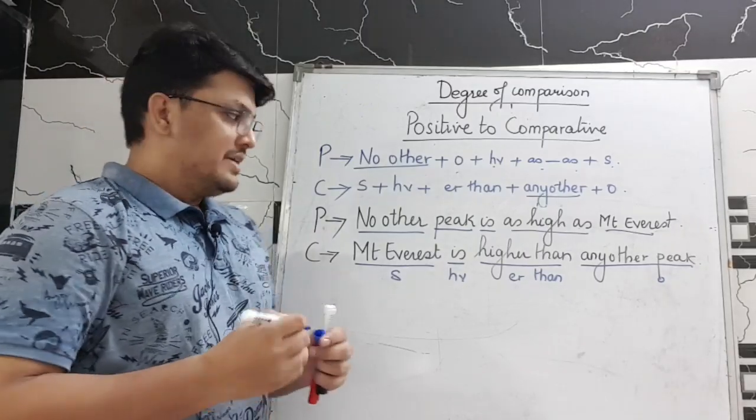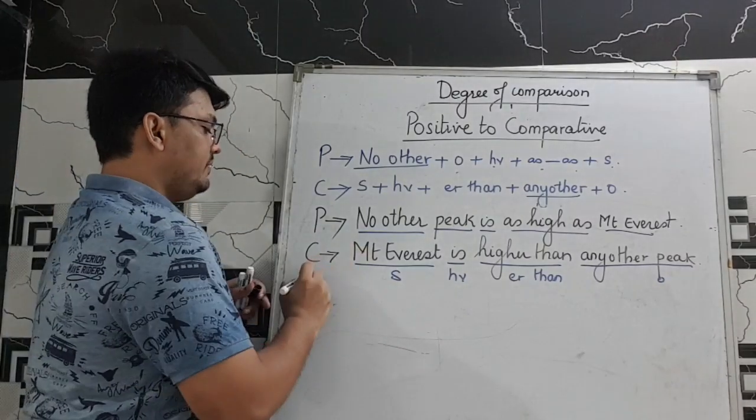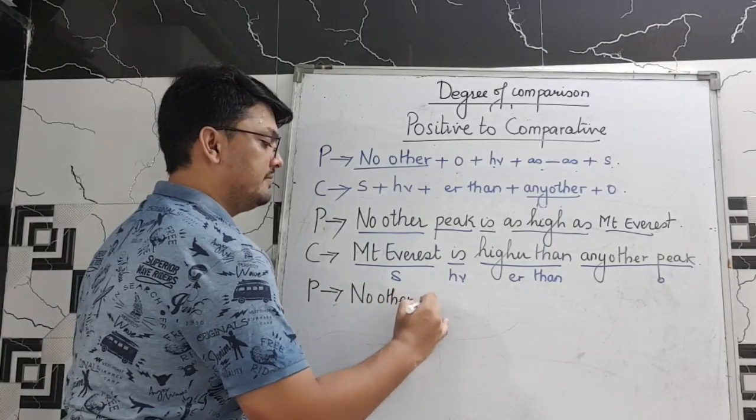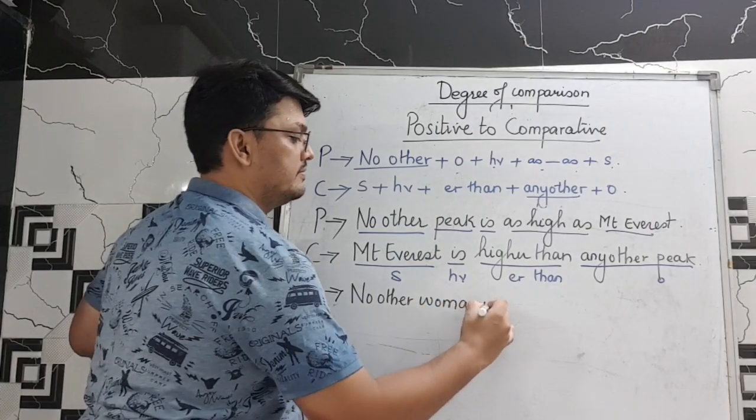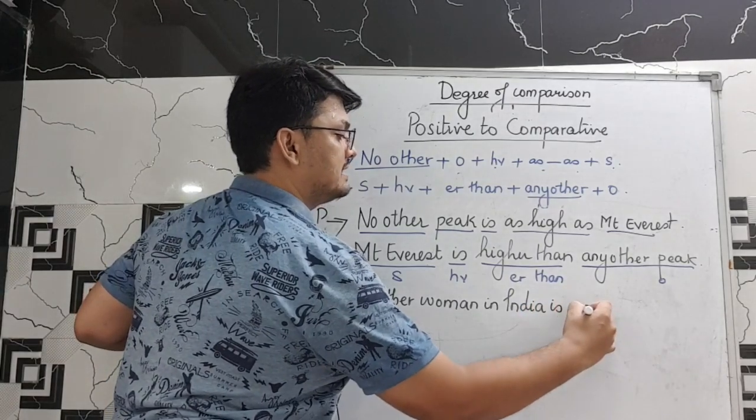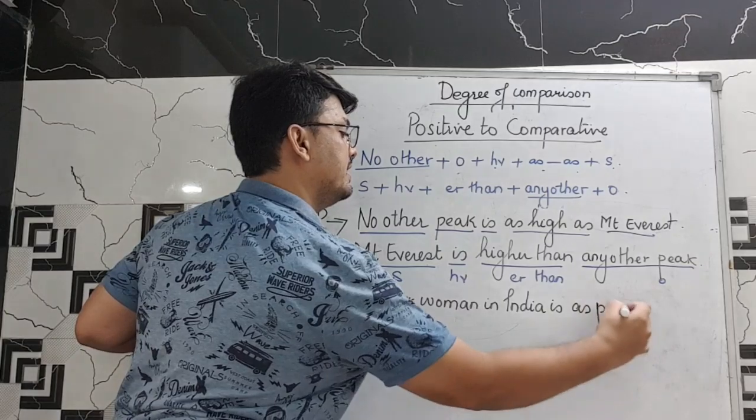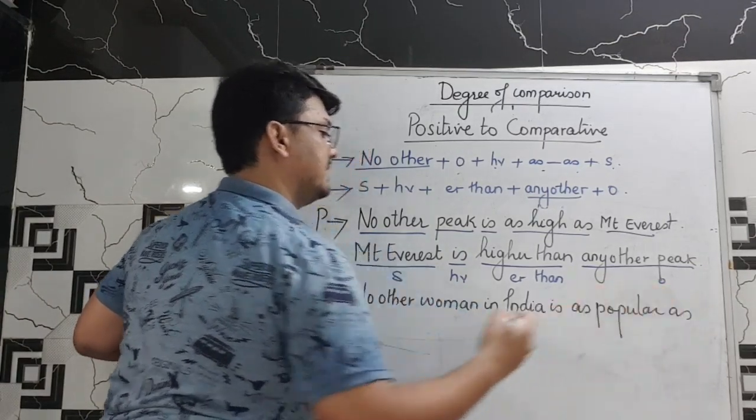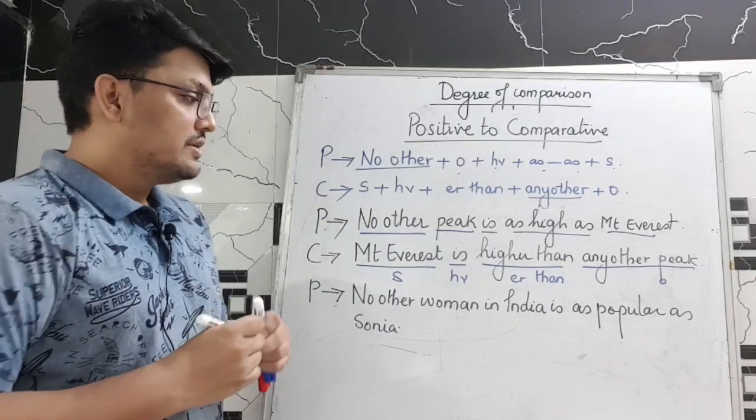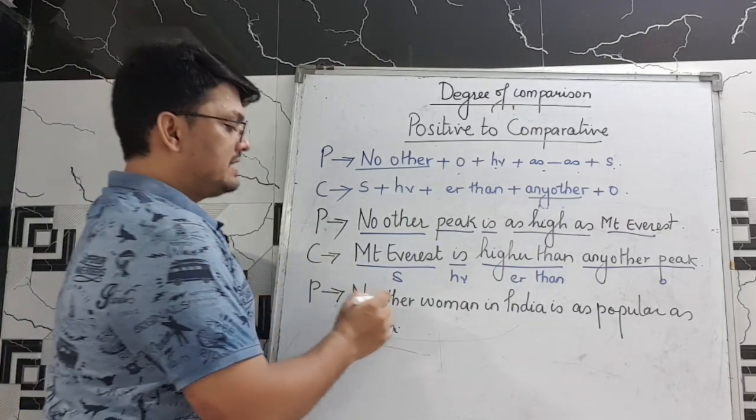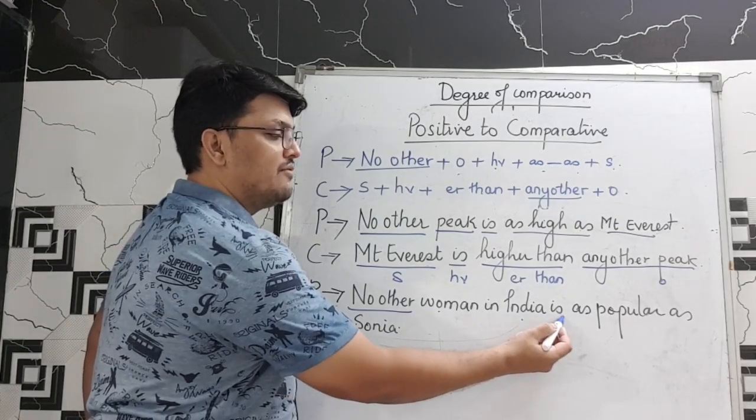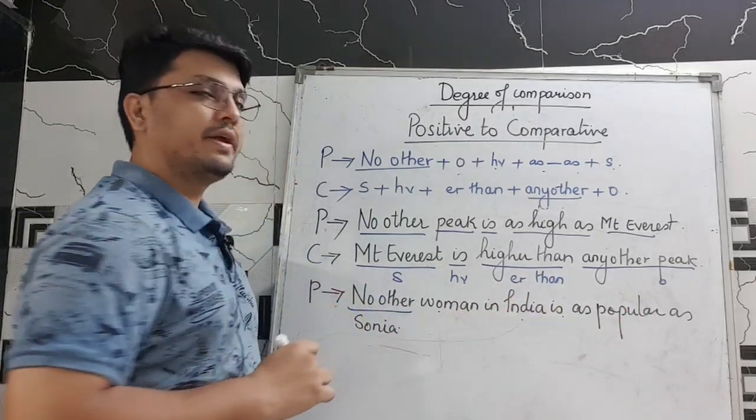Let's take one more example. No other woman in India is as popular as Sonia. So now student, you can see I have started with no other, follows with my object woman in India, helping verb is, as popular as Sonia.